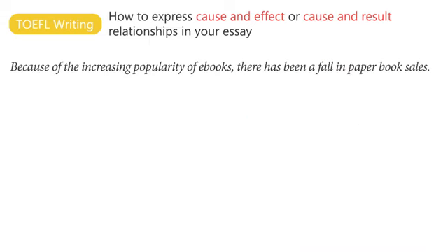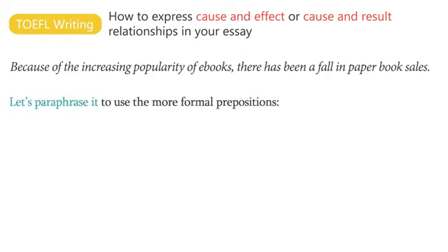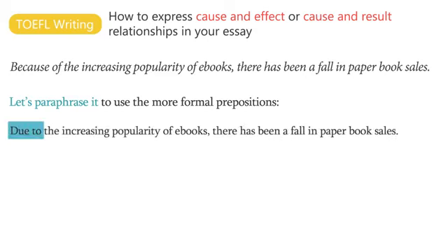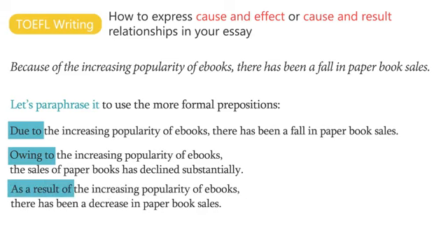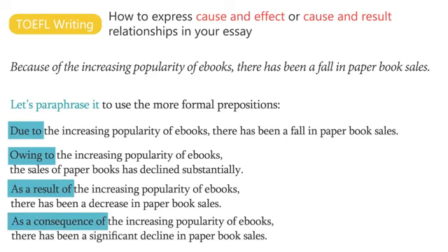Let's look at an example sentence. Because of the increasing popularity of e-books, there has been a fall in paper book sales. Now, let's paraphrase it to use more formal prepositions. Due to the increasing popularity of e-books, there has been a fall in paper book sales. Owing to the increasing popularity of e-books, the sales of paper books have declined substantially. As a result of the increasing popularity of e-books, there has been a decrease in paper book sales. As a consequence of the increasing popularity of e-books, there has been a significant decline in paper book sales.